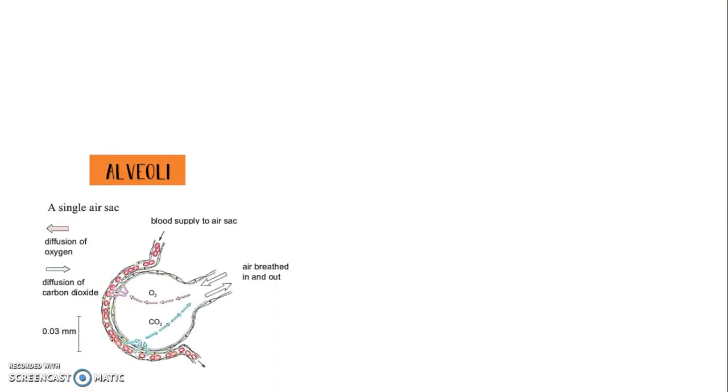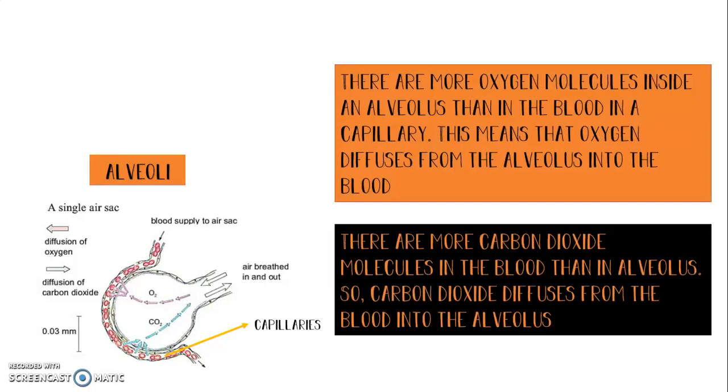Your lungs contain millions of pockets called alveoli. Capillaries cover each alveolus. These are capillaries. There are more oxygen molecules inside an alveolus than in the blood in a capillary. This means that oxygen diffuses from the alveolus into the blood. But the opposite happens with carbon dioxide. There are more carbon dioxide molecules in the blood than in the alveolus. So carbon dioxide diffuses from the blood into the alveolus.